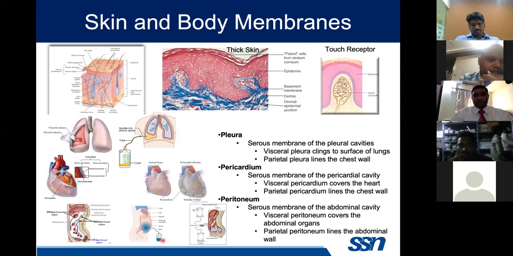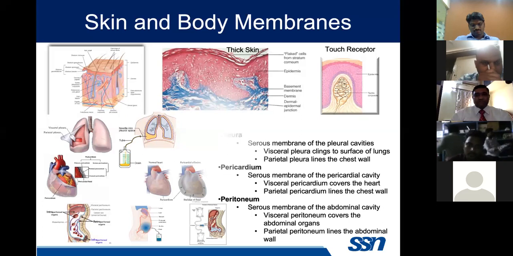We need to remove that fluid. Here also pericardial effusion can happen, and here this is the pyothorax, where inside the pleural space, a lot of pus you can see has been formed, and it is going to drain.